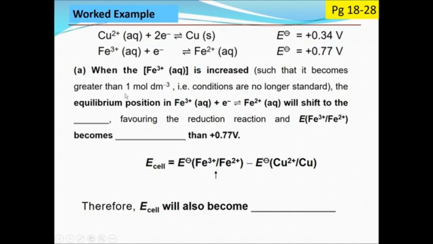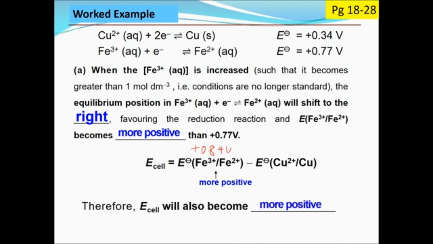So firstly, if I increase the concentration of iron 3+, this is a bit more straightforward, then certainly the position of equilibrium will shift to the right, and then it will favor the reduction equation. So therefore, this value will be more positive, right? So maybe now it becomes plus 0.84 volt. Okay, more positive. So now the E cell itself would also become more positive, as a value of maybe plus 0.50 volt. So part A is an easier explanation to look at, more straightforward.